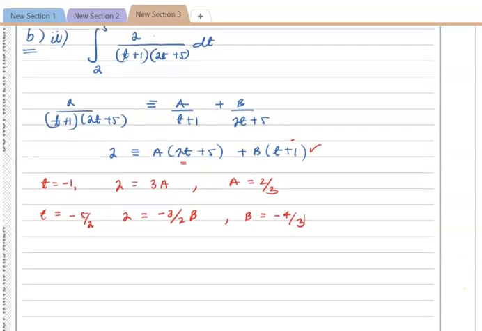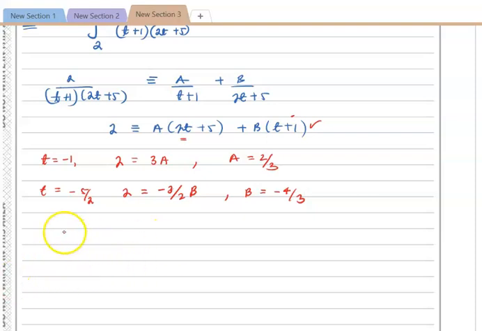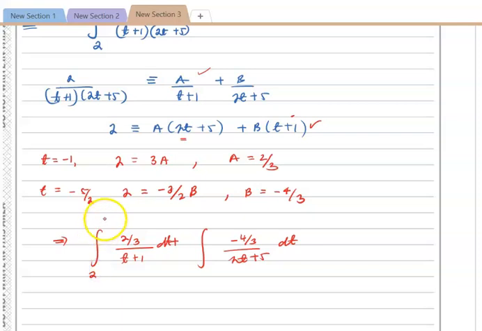That means our integral is now going to be the integral of, A is 2 over 3 over t plus 1, plus B, which is negative 4 over 3, over 2t plus 5, dt. That's now our integral. And the limits are from 2 to 5. That's the area we're trying to find.